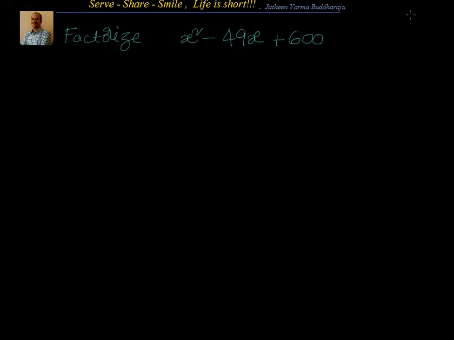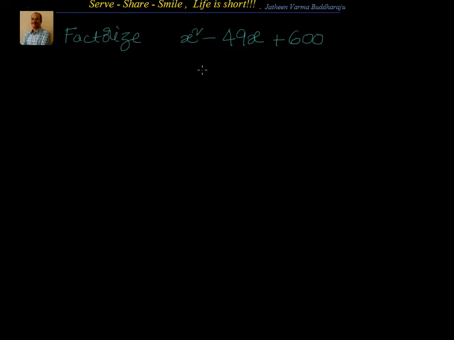Hello friends, welcome back. As part of the 8th grade syllabus on factorization of algebraic expressions, let's try to understand splitting the middle term and do some examples based on that. So let's have a look at this example. We have been asked to factorize x square minus 49x plus 600.